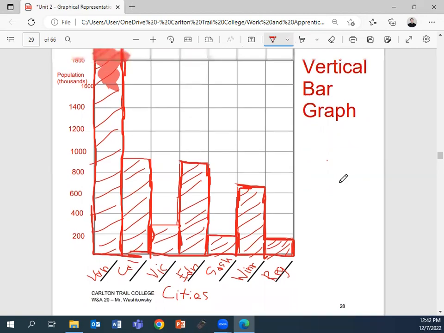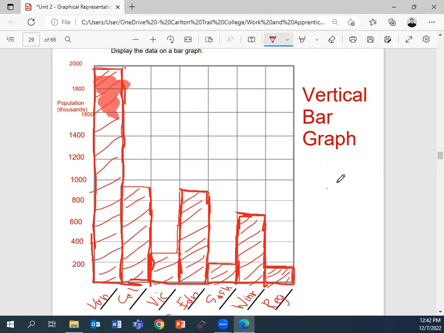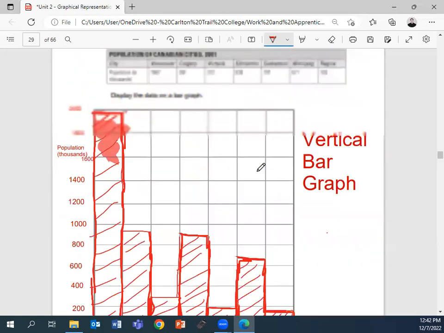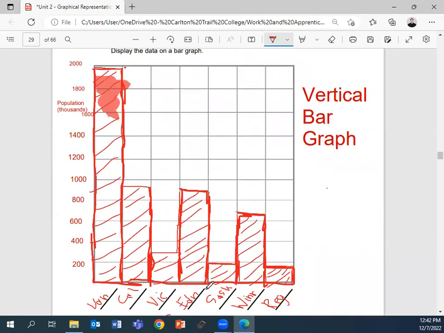So if we keep moving on then. Now we're going to have something here. We have some more data here of the population of Moose Jaw between 1980 and 2005. Now this goes up in 5-year increments in this case. So one thing that's a little bit different here, if we go back to question 1, that one was just a whole bunch of different cities. We didn't need to think much about it. Cities go on the bottom, population goes on the top. They all shoot up in the air, right?